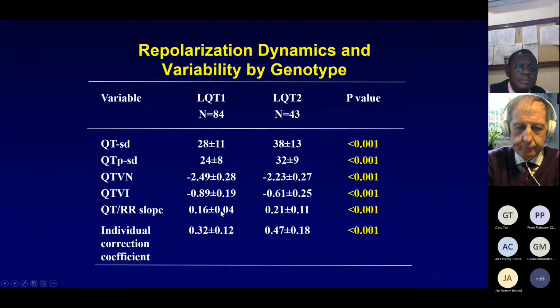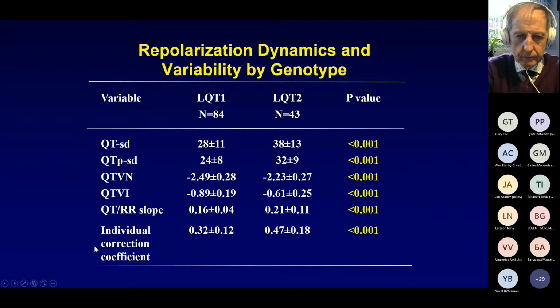When we look at the QT-RR slope from the same Holters, the slope is also steeper in LQT2 than LQT1. And when we try to look at what kind of individual QT correction we can develop based on the LQT1 cohort versus LQT2, you see that the slope, that coefficient, is higher, close to 0.5 like in Bazett, and here it's more like Fridericia correction, 0.3. So those differences exist, and one could explore them further.